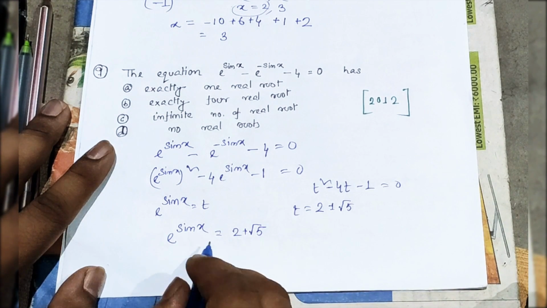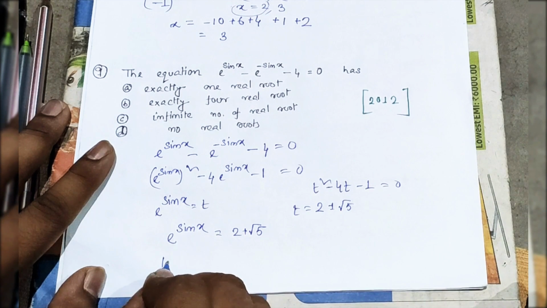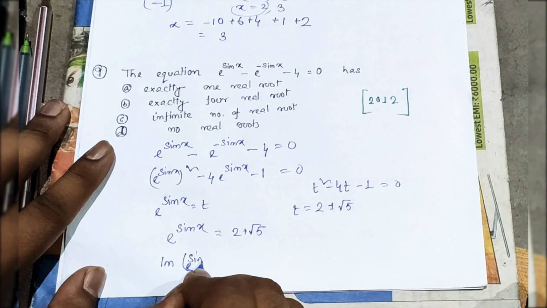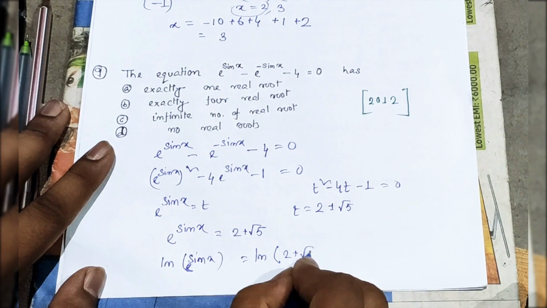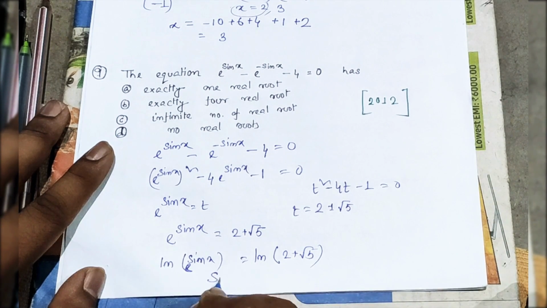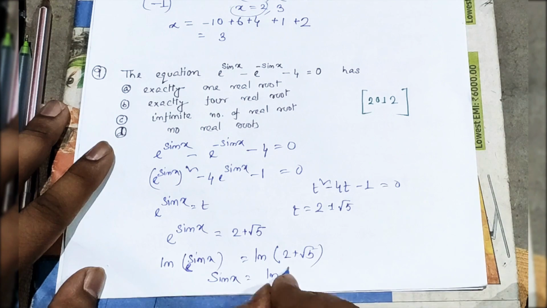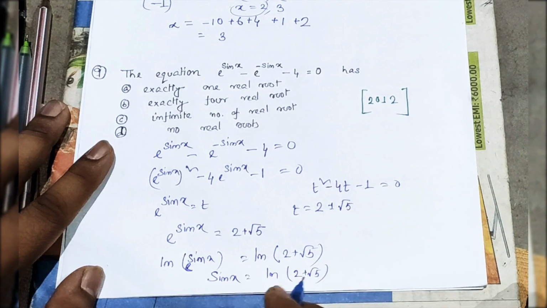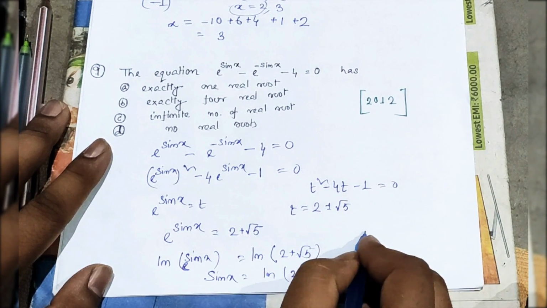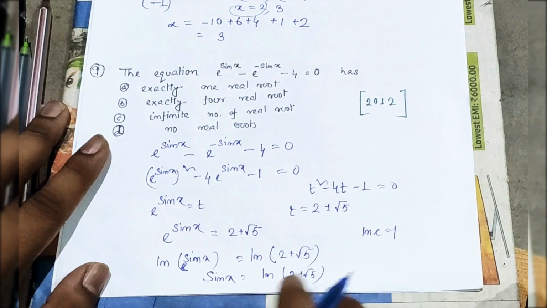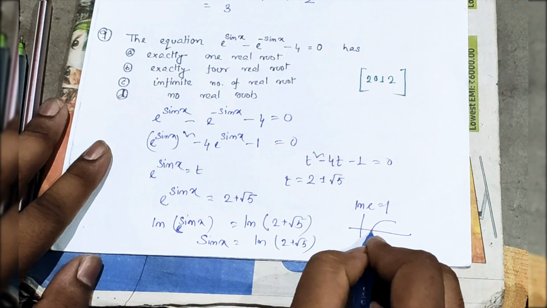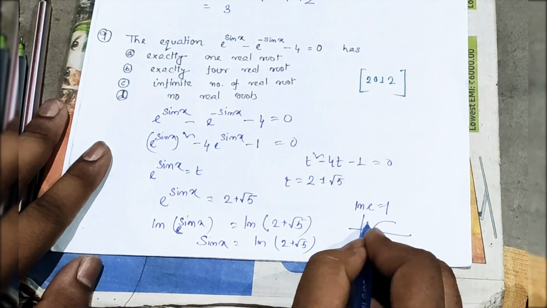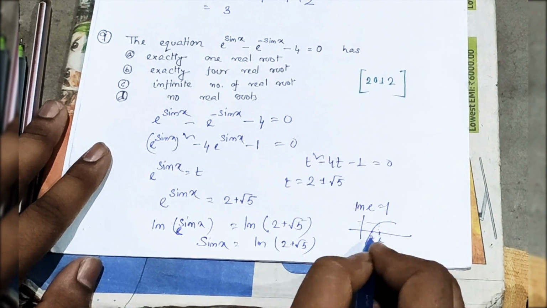So I can take log on both sides and get ln of e raised to the power sin x equals to ln of 2 plus root 5. So sin x will be ln of 2 plus root 5. That is definitely greater than 1, as you can check that ln e equals to 1, and the graph of log is an increasing function where at 1 it is 0 and at e it is 1.